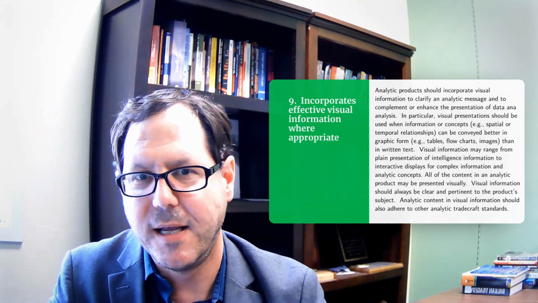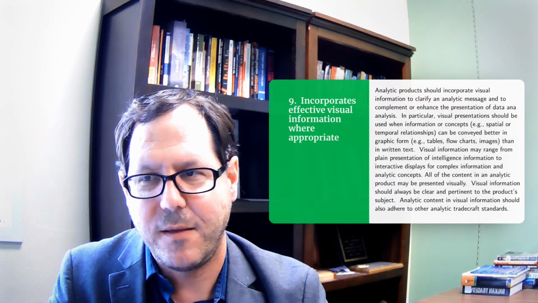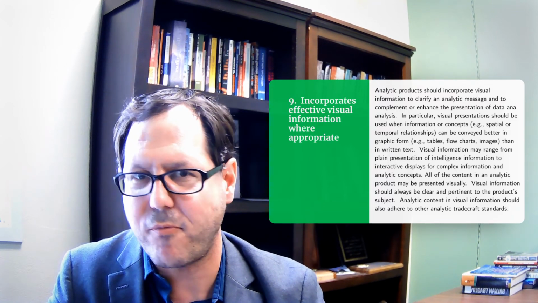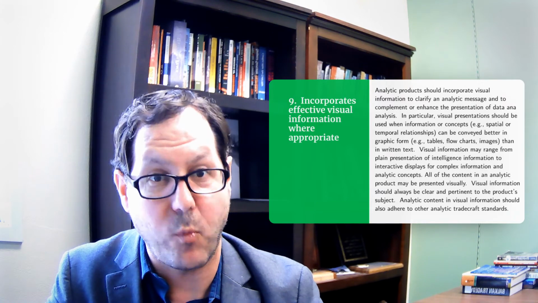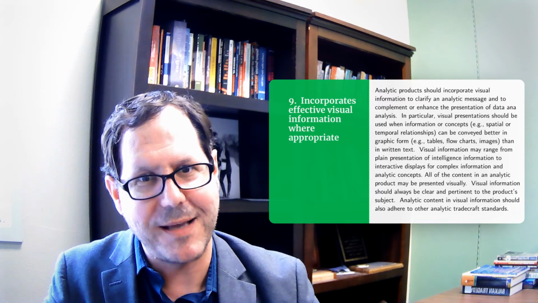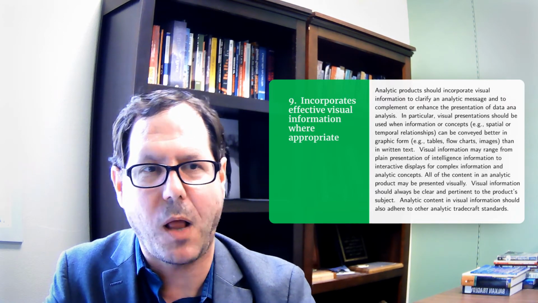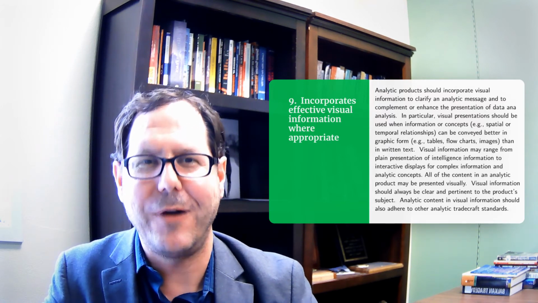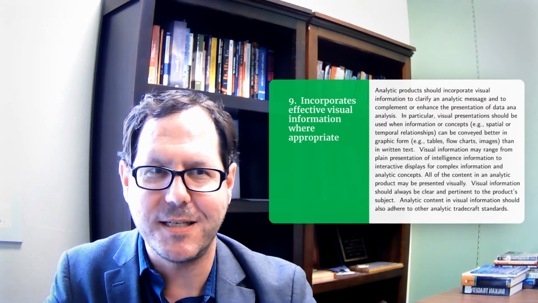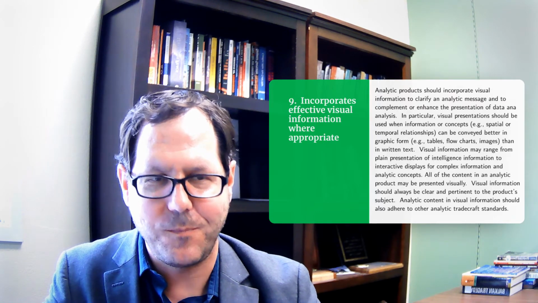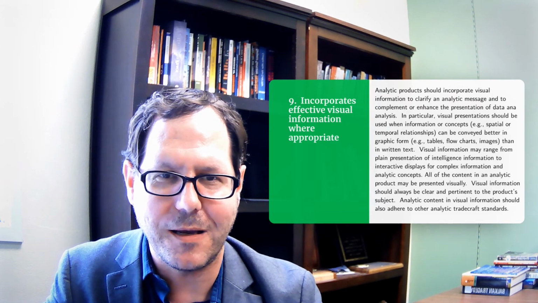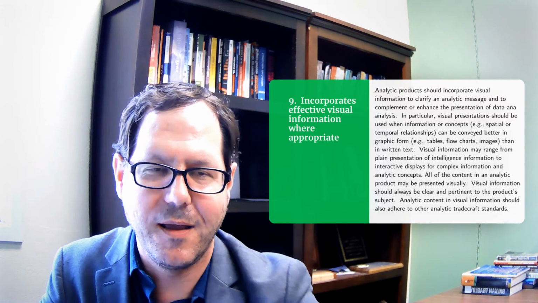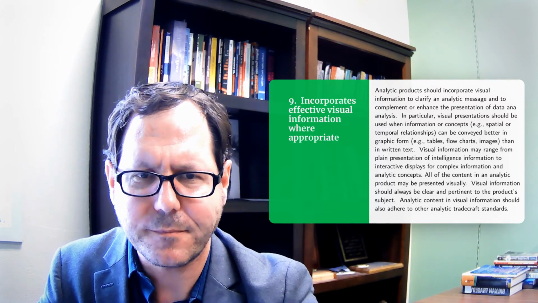So graphs are good, tables are good, maps are good. People process information through those other kinds of mediums very well oftentimes, and they're maybe less likely to miss it than dense blocks of text. So we should use that when we can and when it's helpful, recognizing that all of the tradecraft standards continue to apply, and it may be the most appropriate method for some types of information.